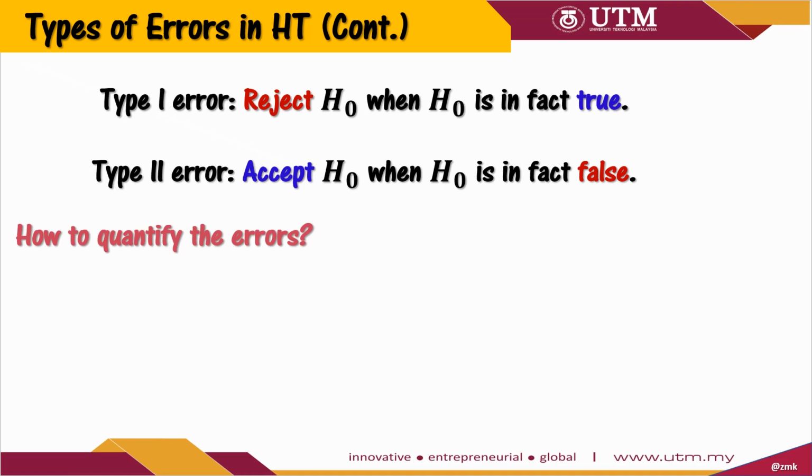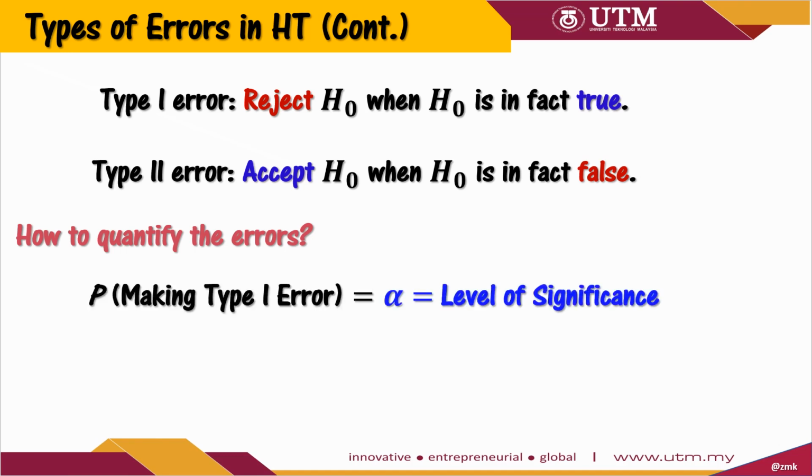We can quantify type 1 error by finding the probability of making type 1 error, denoted by alpha. Here alpha is the level of significance at which we run a test. For this course, students are expected to only know that the level of significance alpha can also be used to quantify type 1 error. What about type 2 error? How do you quantify the type 2 error?